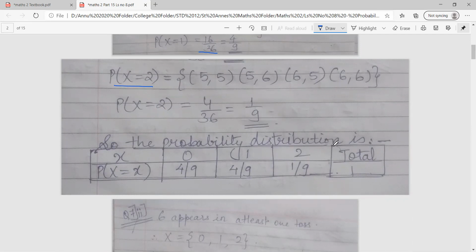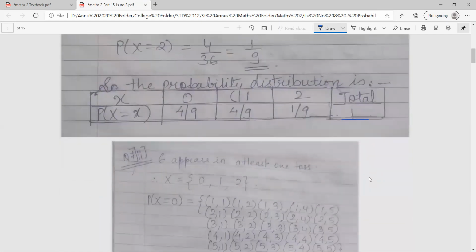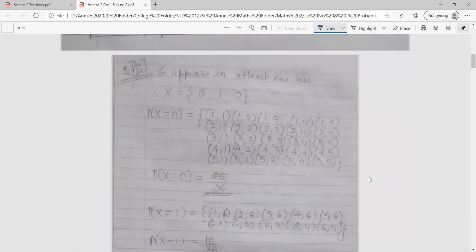So the probability distribution table which we can prepare will look like this. X, P of x: 0, 1, 2; 4 by 9, 4 by 9, 1 by 9, total comes to 1. So I hope the first part is clear that the number is greater than 4.